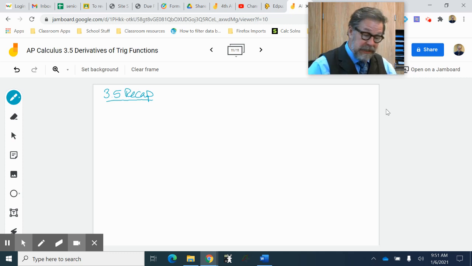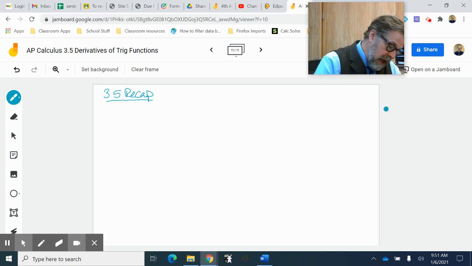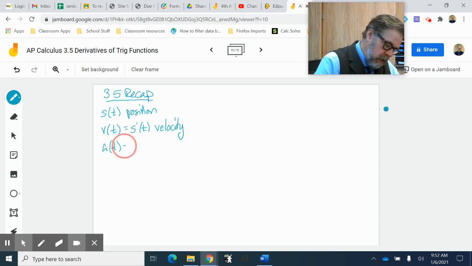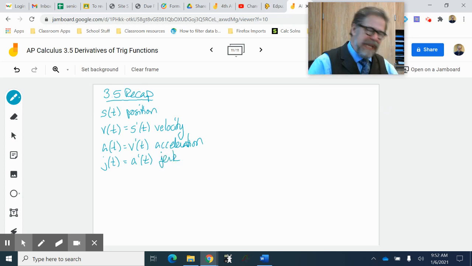Well, first, let's talk about the not trig functions part. Position, velocity, which is the rate of change of position with respect to time, acceleration, which is the rate of change of velocity with respect to time, and jerk, which is the rate of change of acceleration with respect to time. You need to be familiar with the relationships between these four things.